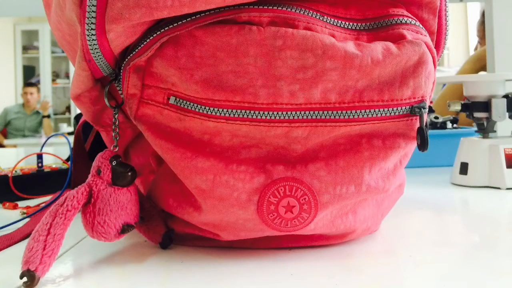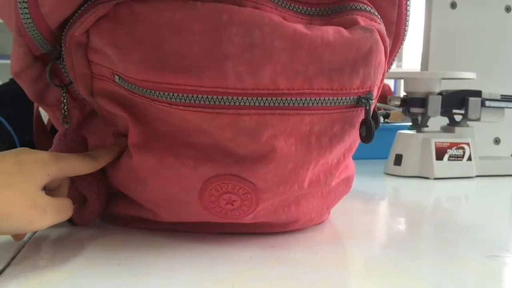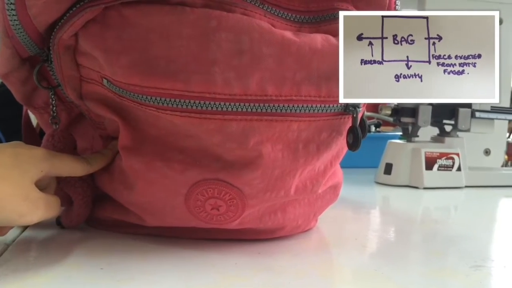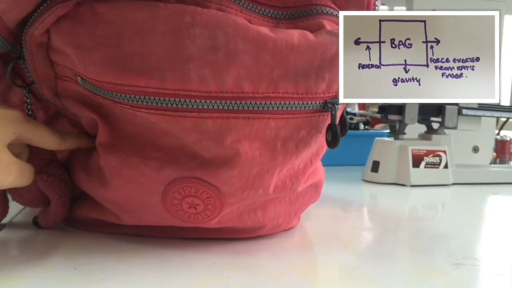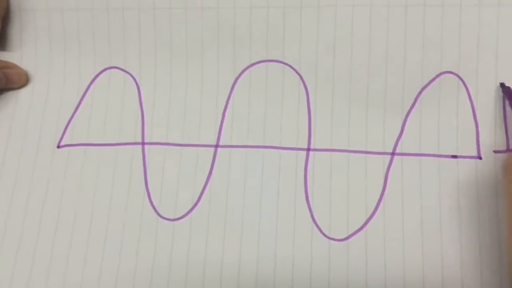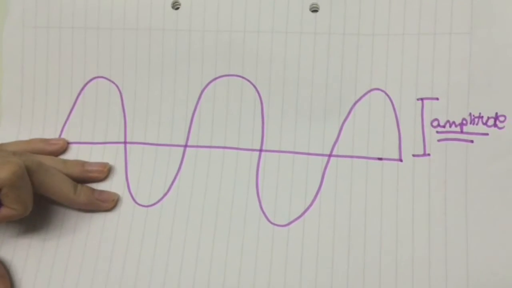Let's try pushing this heavy looking bag. I can't push this bag easily because it is heavy, therefore there is more friction going against me. Our fourth unit will be light and sound, and our first topic is amplitude of wave. This is the amplitude of a wave and measures loudness. The following will demonstrate the amplitude of a wave.